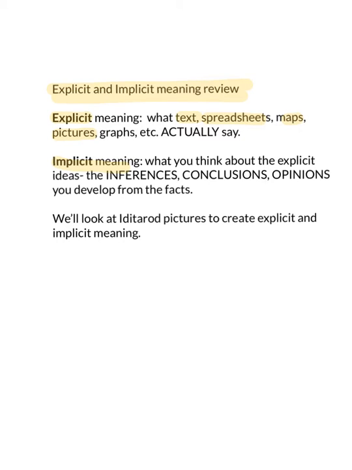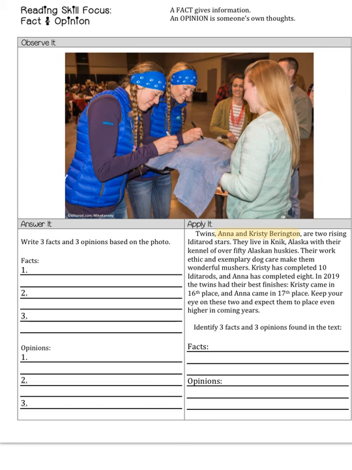So we're going to be looking at a couple of Iditarod pictures from Iditarod.com, and just a real simple way to develop a sense of the difference between explicit and implicit meaning. So this is a photograph of Anna and Christy Barrington. One of the teams in my 7-1 class chose them to follow for the Iditarod.